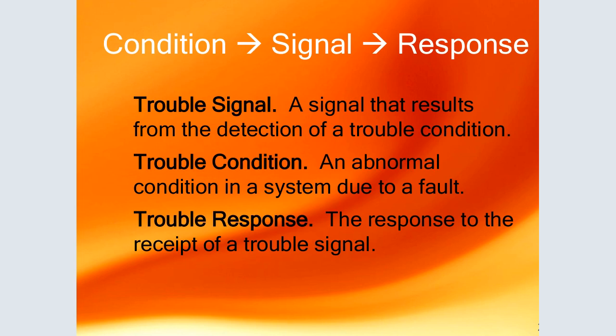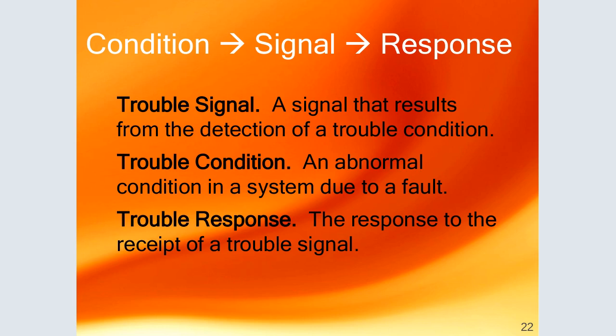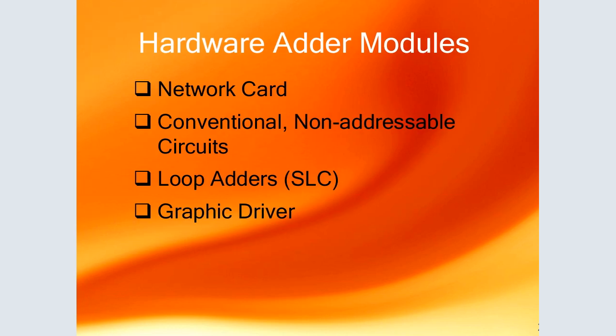We have now a trouble signal, a signal that results from the detection of a trouble condition. And the trouble condition is an abnormal condition in the system due to a fault, maybe an electrical fault. So what brings this out is called a trouble condition. Then a trouble response is the response to the recipient of the trouble signal.